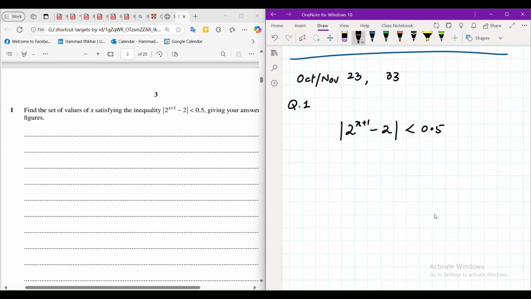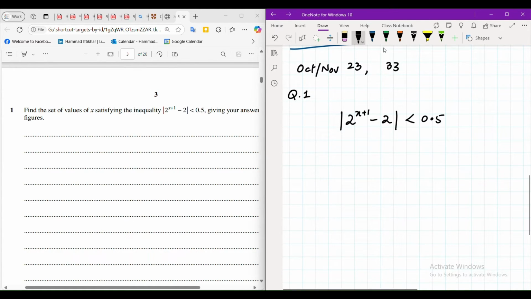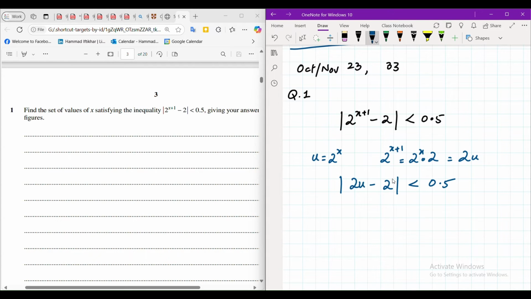Now, this may look a little bit scary, but all we have to do is a little bit of substitution for 2 raised to power x. So for example, if we say u is 2 raised to power x, then 2 raised to power x plus 1 can be split as 2 raised to power x times 2, simple indices. So 2u basically. So when we rewrite this, this can become mod 2u minus 2 mod less than 0.5.